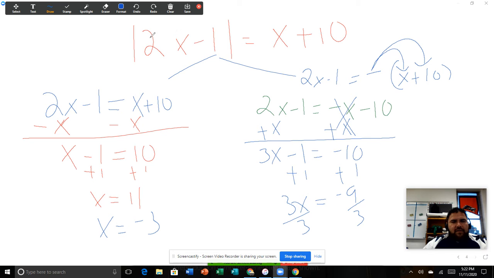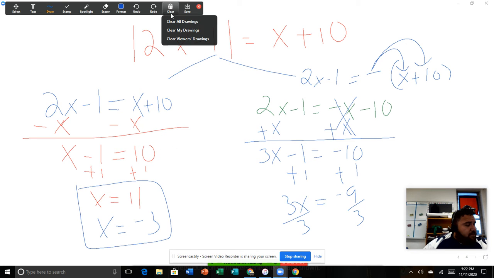Negative 3 times 2 is negative 6. Negative 6 minus 1 is negative 7. Absolute value of negative 7 is positive 7. Okay. Negative 3 plus 10 is 7. So guess what? Both of these solutions are, in fact, true. No extraneous solutions there. Isn't that great?